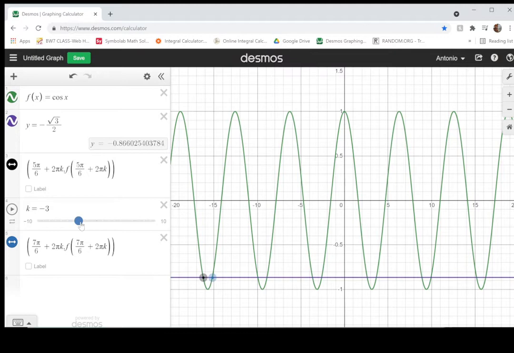As we zoom out, you can see that we'll have an infinite number of solutions, and these two equations that we have represent those infinite number of solutions. Remember, k can be any integer, whether that be -2 or -2000. Okay. All right, let's try another example.